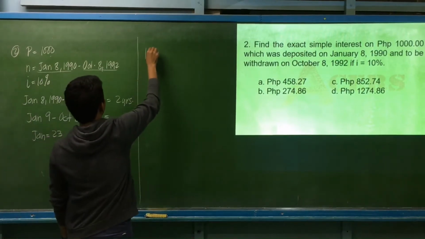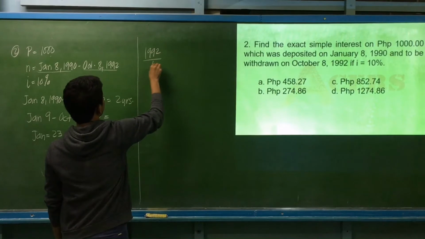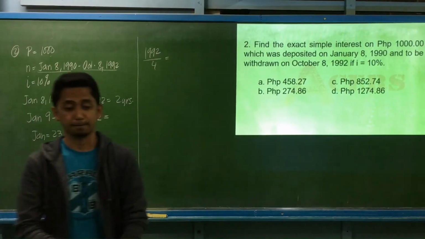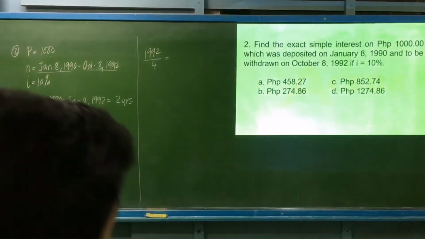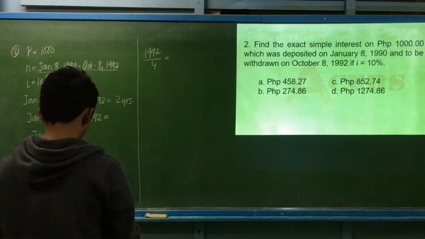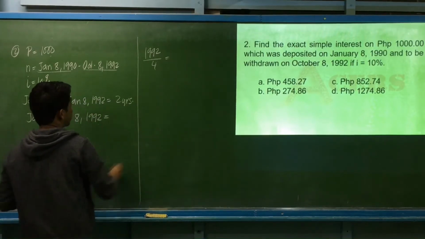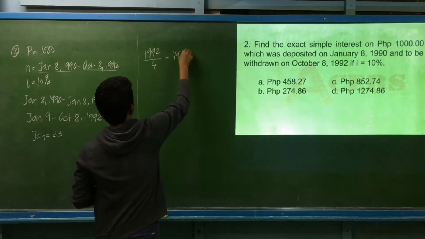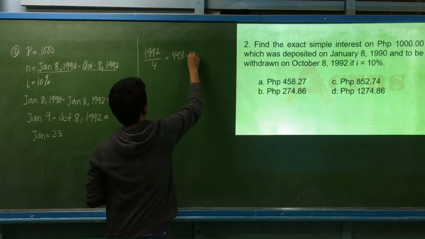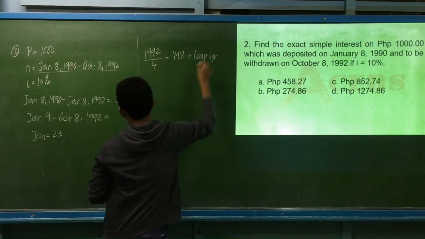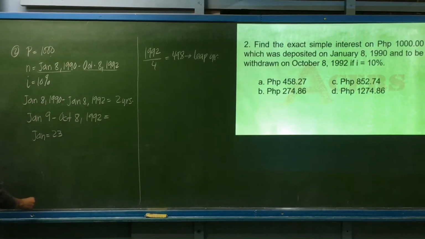So 1992, is it divisible by 4? We have 1992 divided by 4. So this is equal to 498, which means 1992 is a leap year. So if it is a leap year, how many days for February? So we have 29 days.